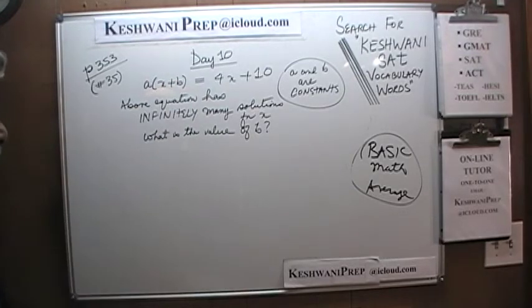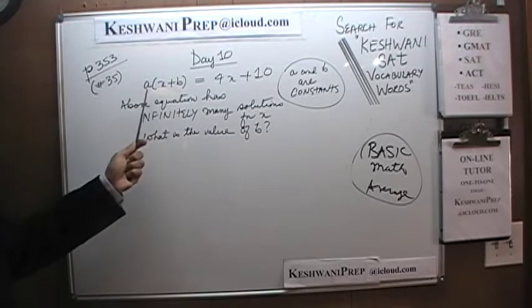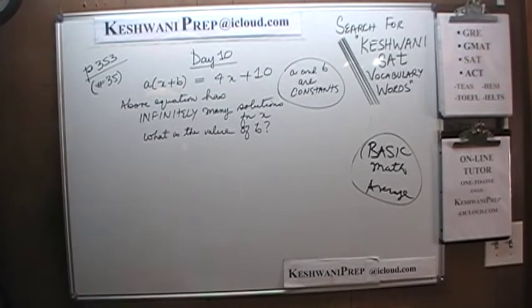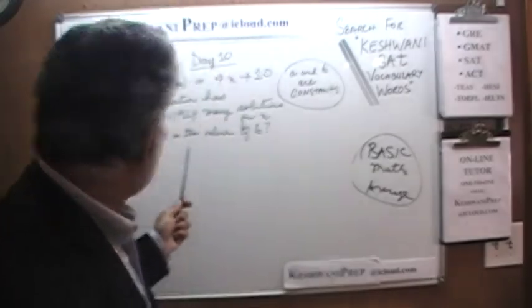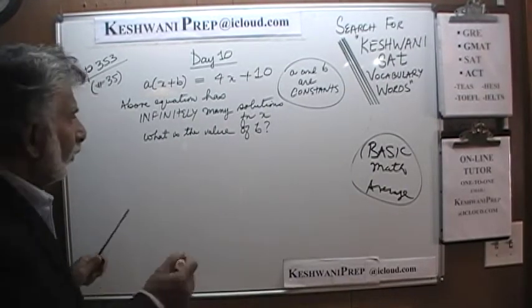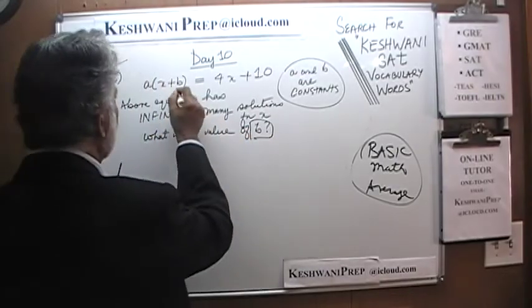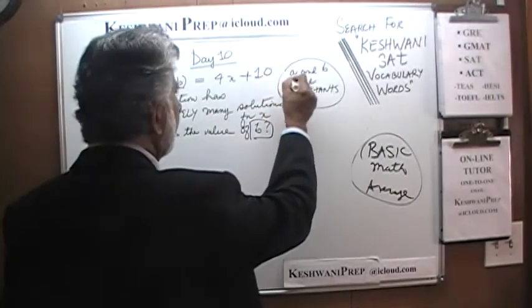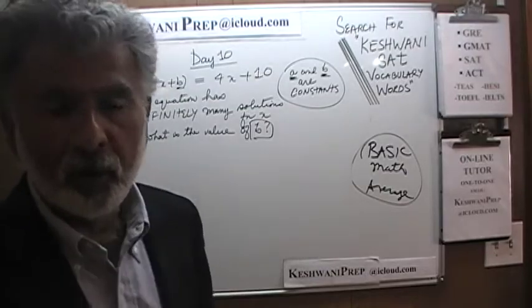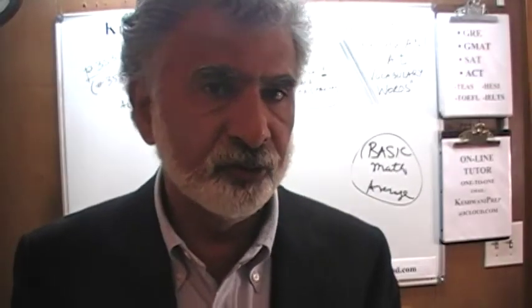Alright? Let's take a look at this problem here. We're given an equation, and we are told that the above equation has infinitely many solutions for x. Infinitely many solutions. The question is, if that's the case, what would the value of y have to be, given the fact that both a and b, we are told, are constants. So the very first question we need to ask ourselves is, what does it mean for an equation to have infinitely many solutions? What does the equation have to look like for that to be true?